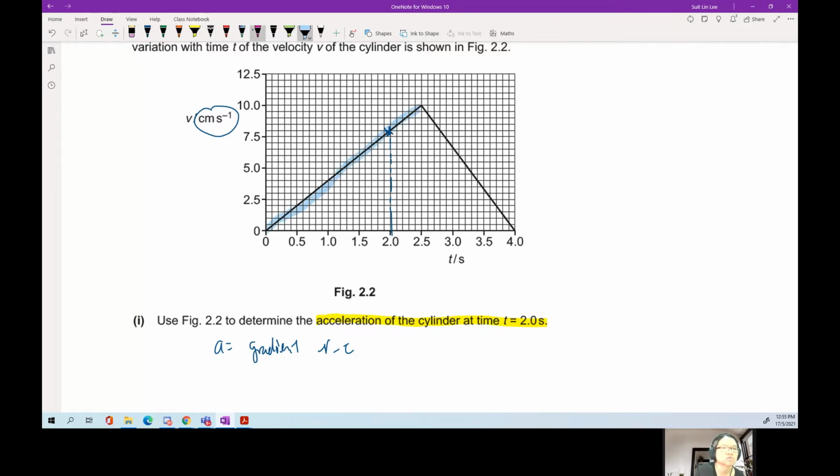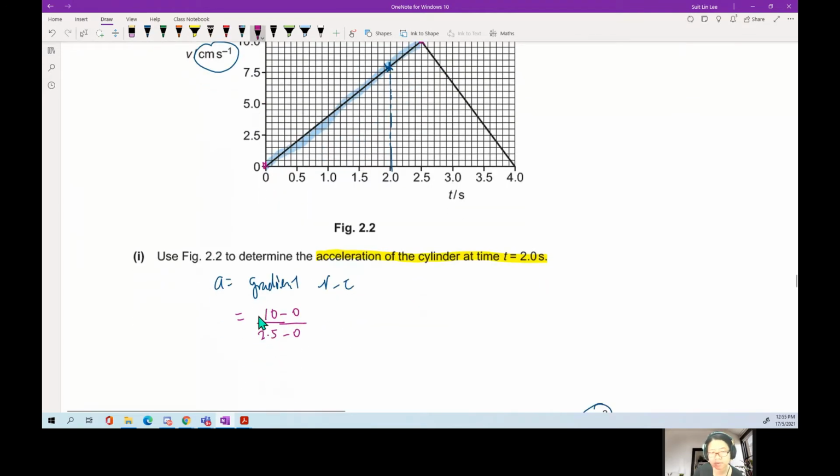I guess I'm just going to take 0, 0 as one of my points, and I'll take this point here, which is 2.5 and 10. Okay, so 10 divided by 2.5. I guess you can minus 0 if you want it to look like a gradient calculation. But this 10 is cm per second. So whatever answer I got right, this is 4.0 cm per second per second.